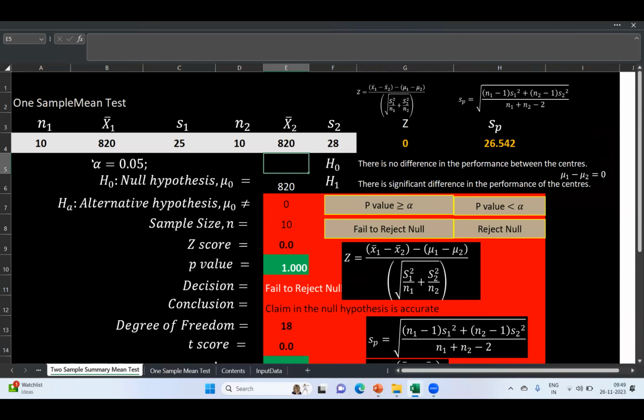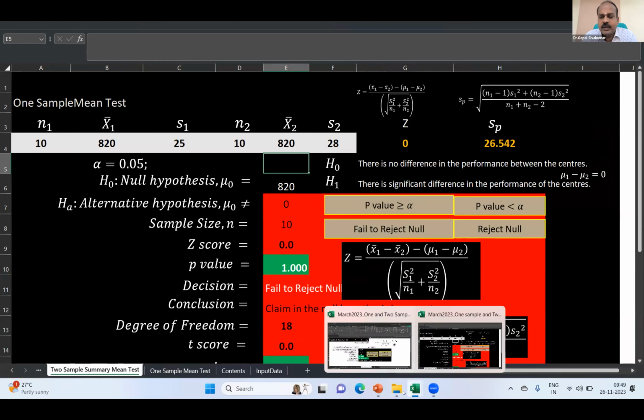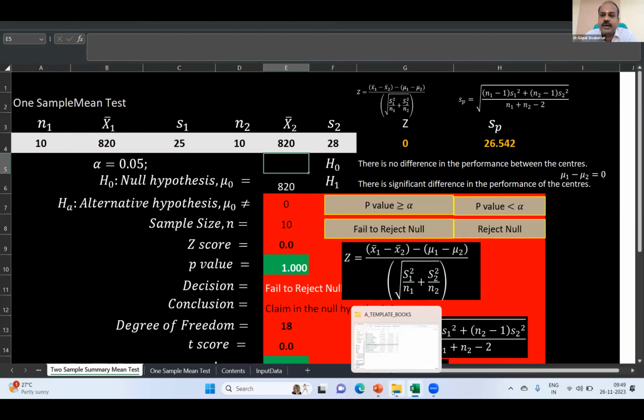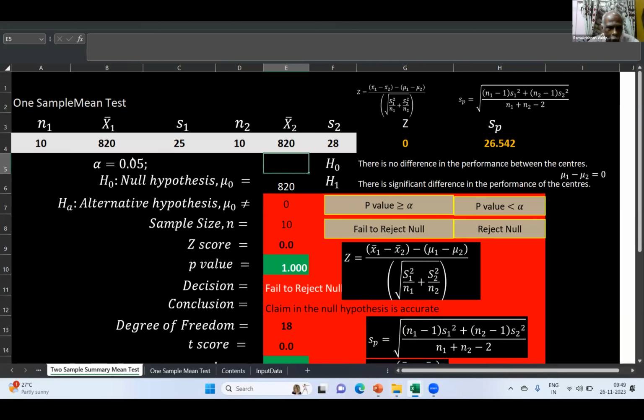The general practice is 5%. Alpha is 0.05 unless specified. That means your confidence level aimed is 95%. If you want more confidence, then your alpha value should be reduced further. You want 99% confidence, then alpha will be 0.01. You want 90% confidence, then alpha will be 0.1. Alpha value determines the confidence level which you want.